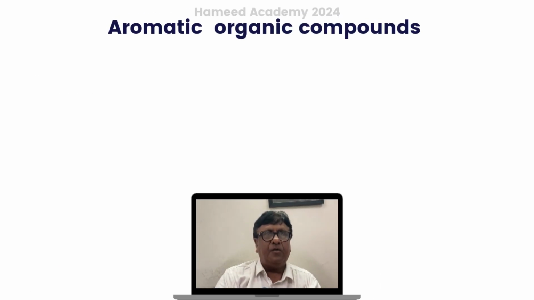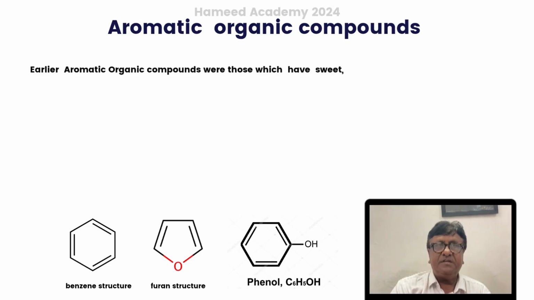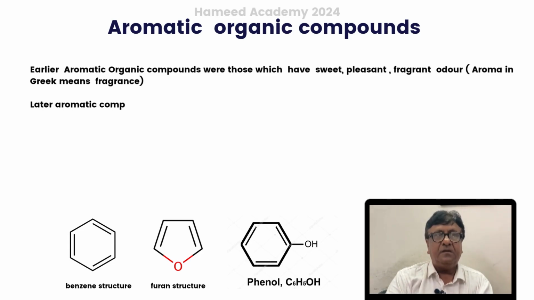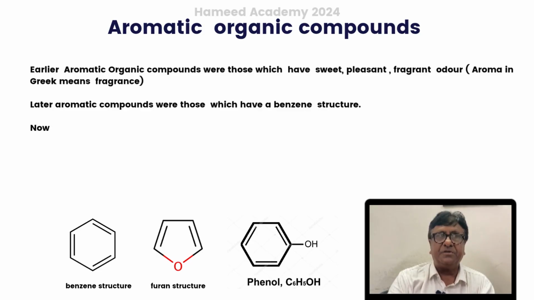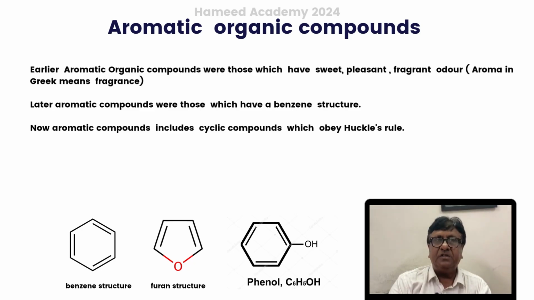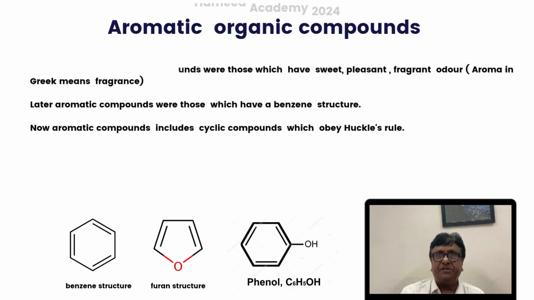Aromatic organic compounds. Earlier, aromatic organic compounds were those which have sweet, pleasant, fragrant odor. Aroma in Greek means fragrance. Later, aromatic compounds are those which have a benzene structure. Now, aromatic compounds include cyclic compounds which obey Huckel's rule. This also indicates that science is dynamic in nature.